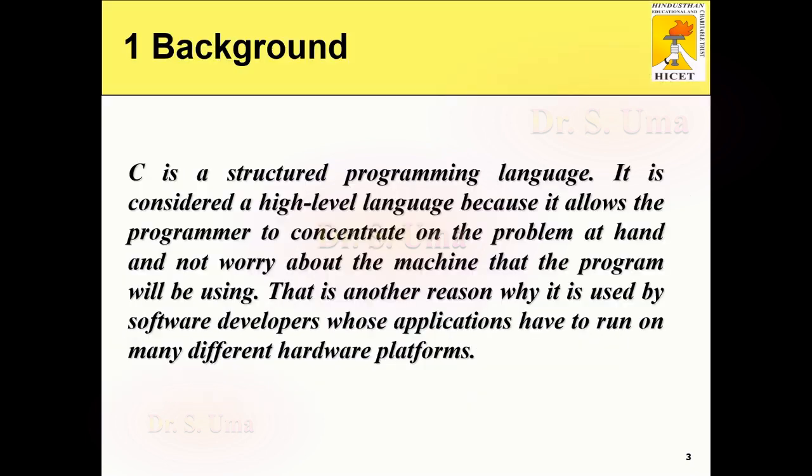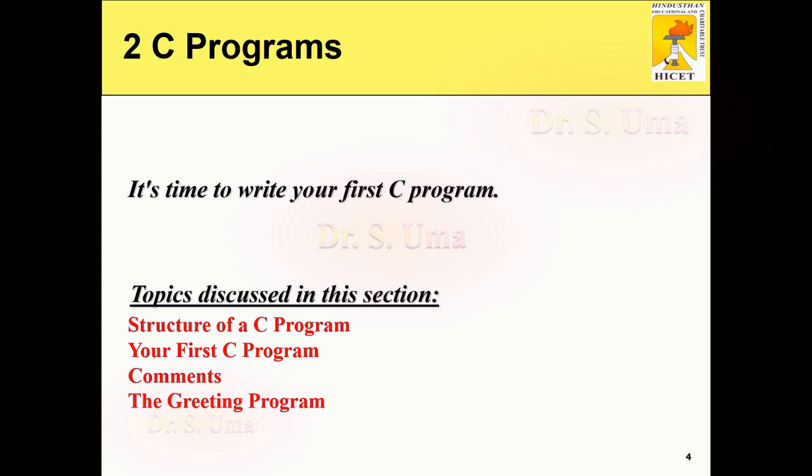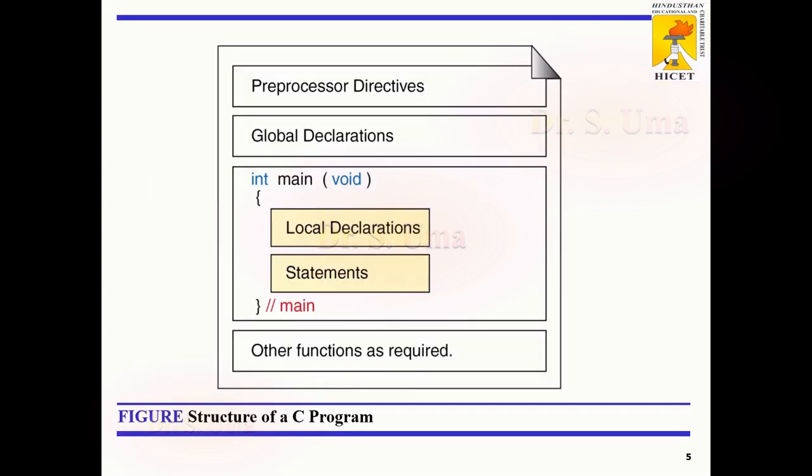Come, let's go. Background. C is a structured high level programming language. That's the reason why many developers stick to the C programming language. The various topics discussed under the structure of the C program are the first C program, comment statements and the hello program.